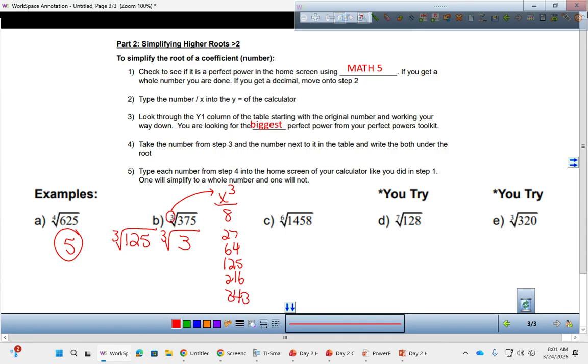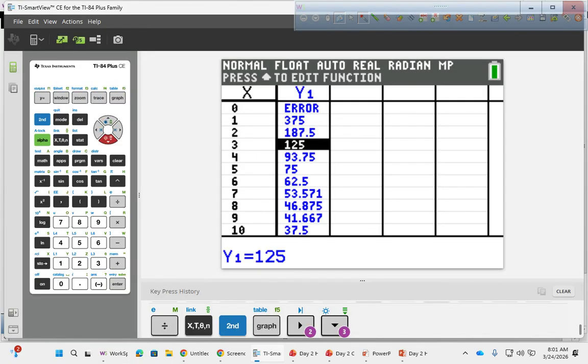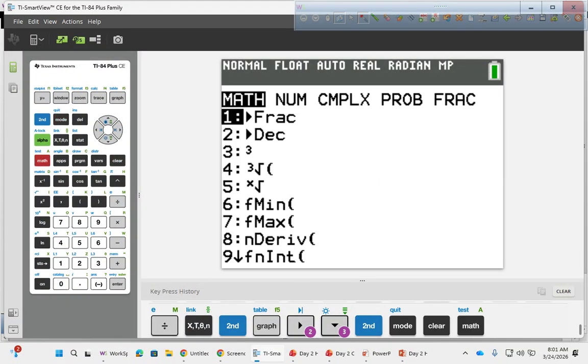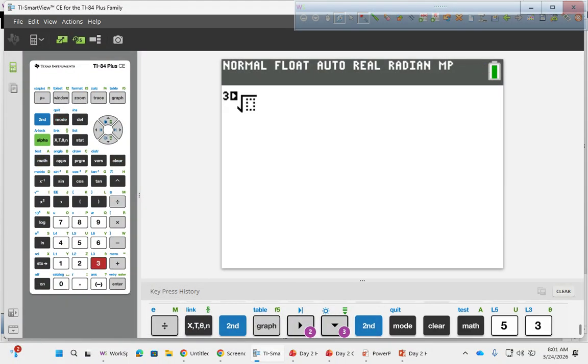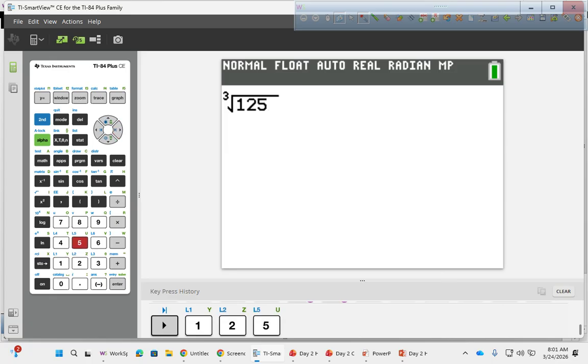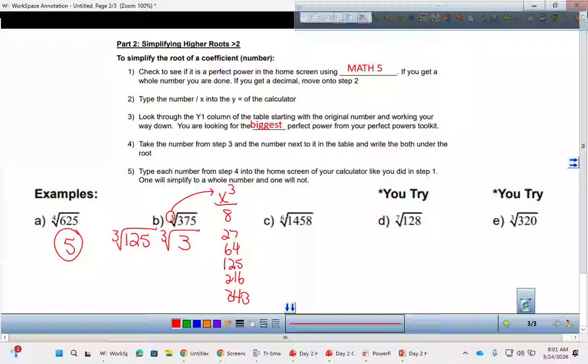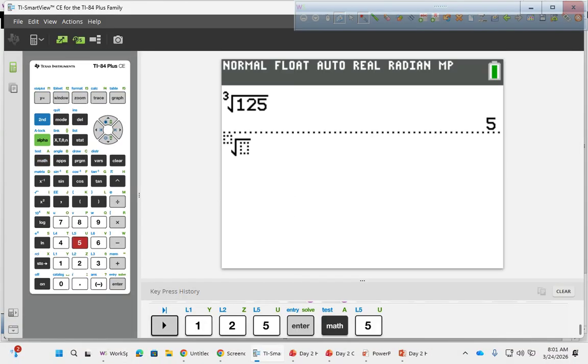Everybody okay with that so far? All right, now that I do that, I'm gonna do the same next steps. It's just I'm not hitting second x squared to check these next steps. I'm doing math 5. So it was the third root of 125. That one's a whole number. And then the other number that I'm checking is 3. So I'm going to do another math 5, third root of 3.